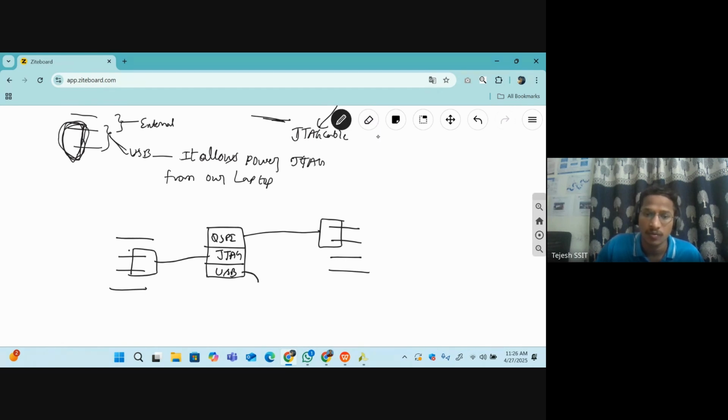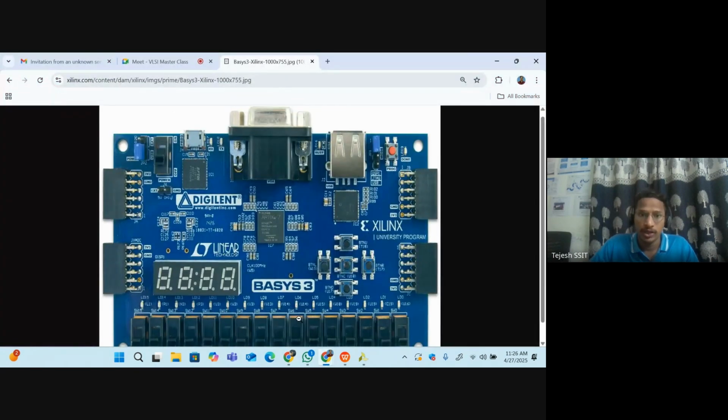Here we can choose the last two with the jumper, so it is for USB. This allows the code from the USB. You can connect the pen drive and load the code. That is another possibility. On a laptop, you can dump the code from the laptop, and you can also use the pen drive. It is also useful for that.